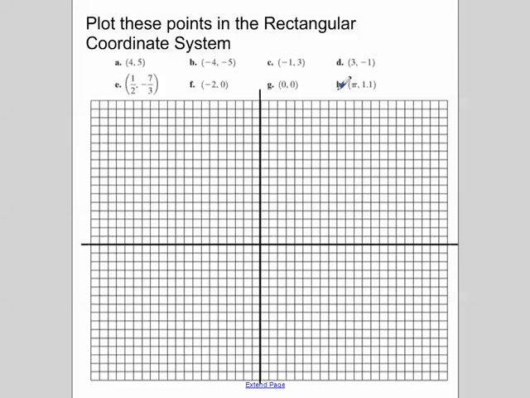With that in mind, we need to talk about plotting points in a rectangular coordinate system. So let's do plotting points, and on the next page, getting points from a plot, in the next video.